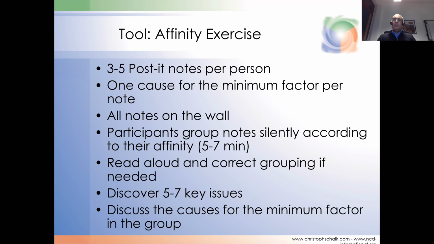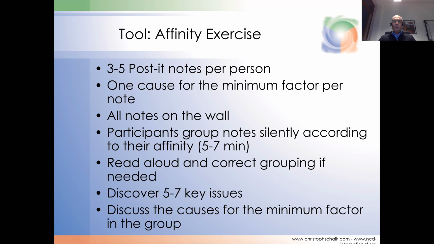So instead of doing this orally, I do that in writing. I hand out 3 to 5 post-it notes to each of the team members, to each of the people in the group, and I ask them that per post-it note, they write one key factor that they see, one reason, one cause that they see why this church has this minimum factor. So everyone would identify 3 to 5 reasons for the current minimum factor.